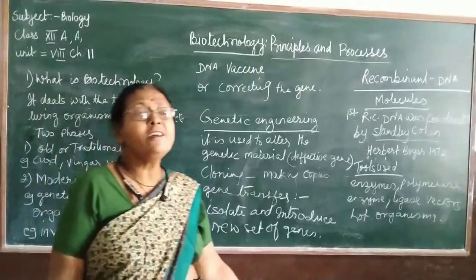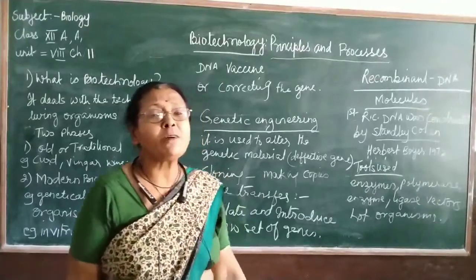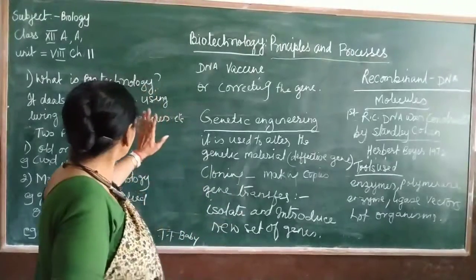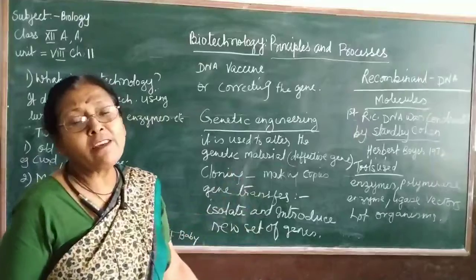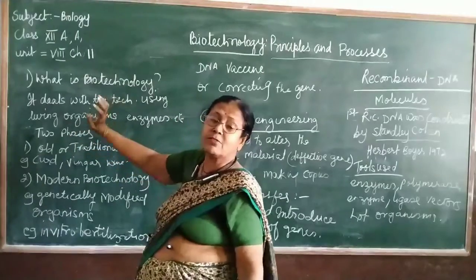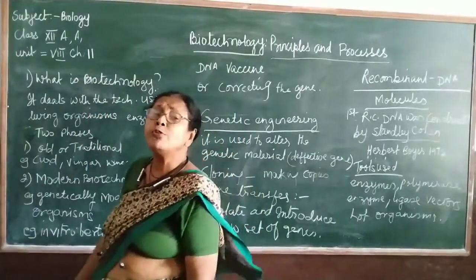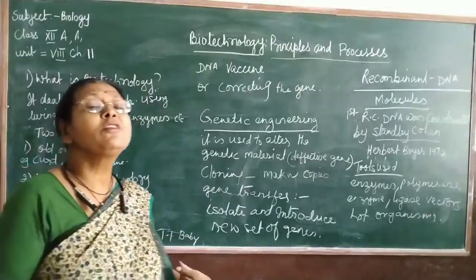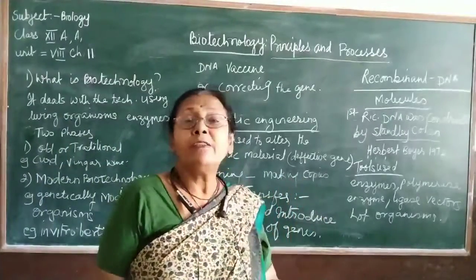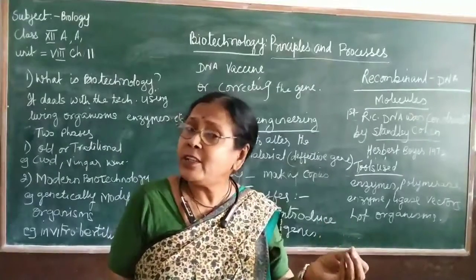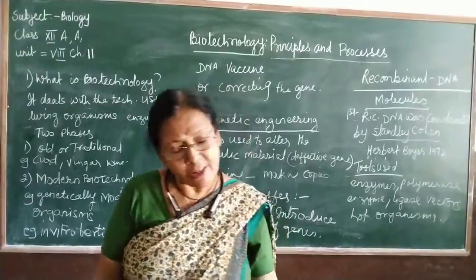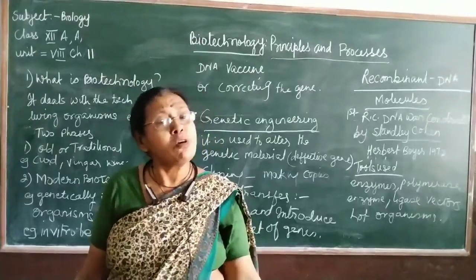As I already explained, the living organisms which are present, and we apply some technology to it, then this type of technology is known as biotechnology. There are two phases of biotechnology. Since our ancient times, our grandmothers used to use this technology that is known as old or traditional technology. But they did not know that it was actually a technology. They practiced it because they knew about it.